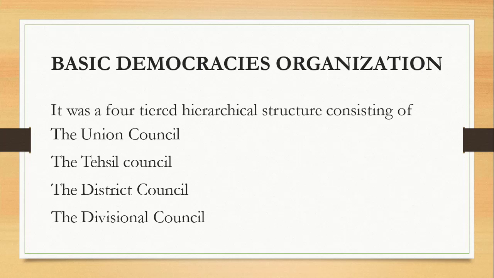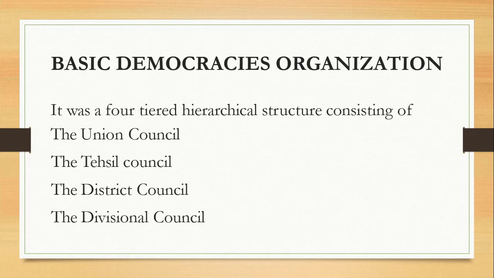There was no election to this council, and it consisted of some official and some non-official members. The non-official members were the chairmen of all the union councils within the Tehsil, and the official members were the heads of all the nation-building departments in the Tehsil. The number of official members was equal to that of the non-official members. The Tehsil Council acted as a coordinating body between the Union Council and the District Council.